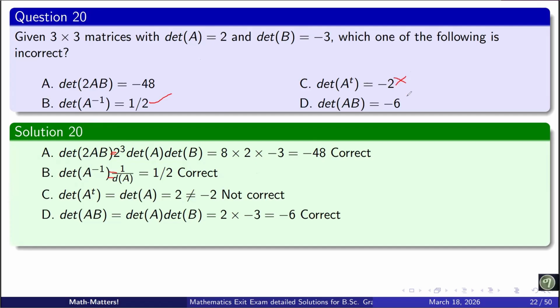The last one, that's the determinant of AB is equal to the determinant of the product of two matrices, which is the same as the product of the determinants of the individual matrices. Therefore, 2 times minus 3, which is minus 6. This is also okay. Therefore, the incorrect one is that is C.